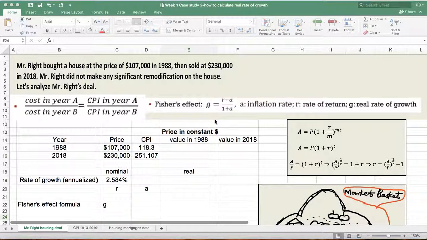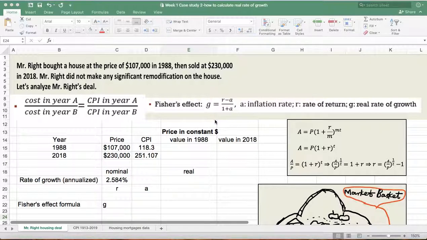Hello, this is a case study for calculating real rate of growth. Mr. Wright bought a house at the price of 107,000 in 1988, then sold at 230,000 in 2018. And Mr. Wright did not make any significant remodification on the house.